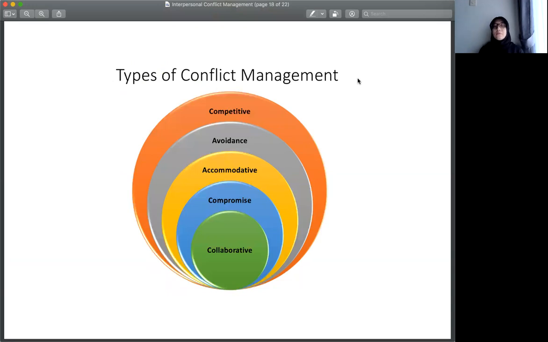Here we have several conflict management types. The first is to collaborate and come up with solution. The second is to compromise, meet in the middle. The third is to accommodate each other's need. You accommodate your friend's need and your friend accommodates your need. Fourth is quite fatal, by avoiding each other and not talking about it. And the last one is to become competitive, because each of us has a necessity to win, yeah? And no one backs down. This would be fatal.